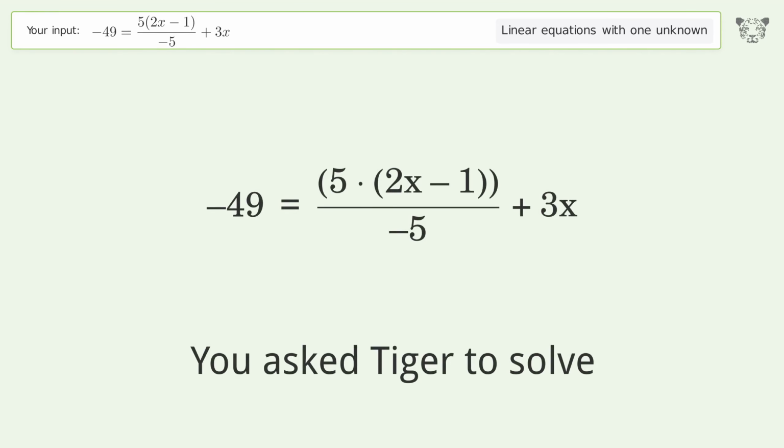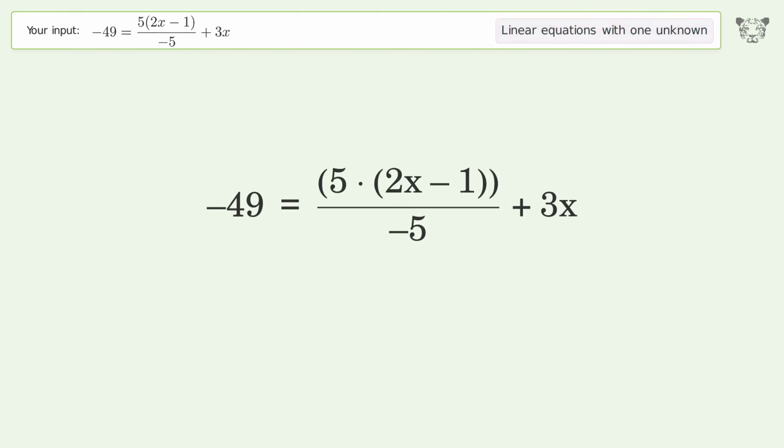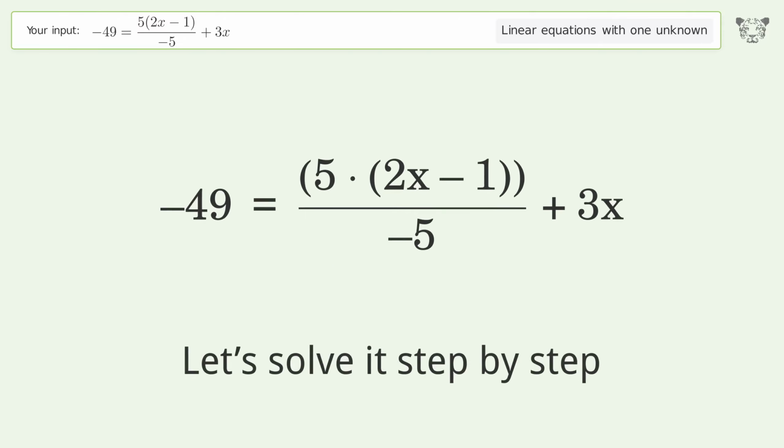You ask Tiger to solve. This deals with linear equations with one unknown. The final result is x equals -50. Let's solve it step by step.